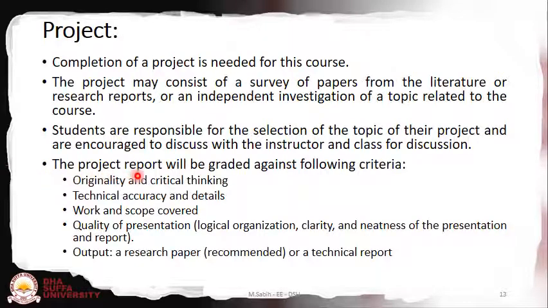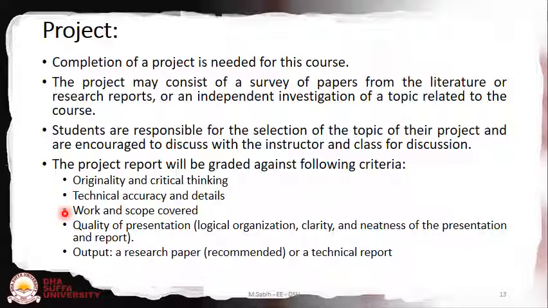The report for this project will be graded based on the following points. Number one is the originality and your critical thinking, how you are putting things and what solution and problems you are addressing. Then technically, how accurate you have been and how accurate the details are. This is also very important, how professionally you put the details and the accuracy you follow.